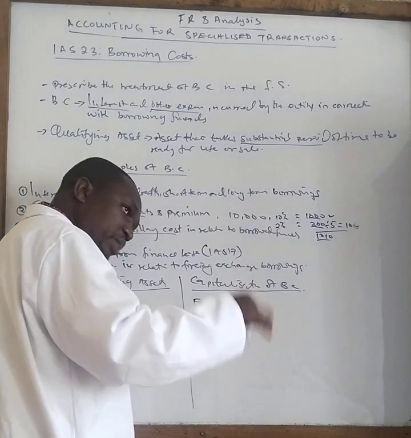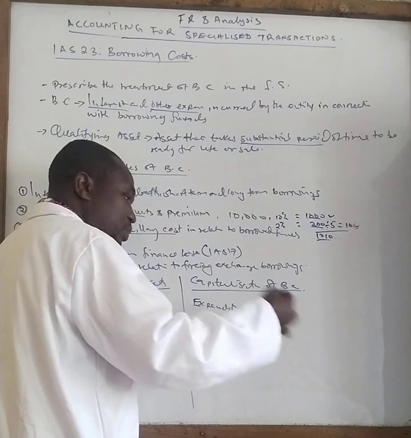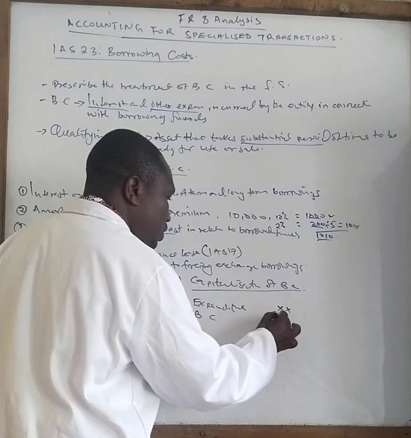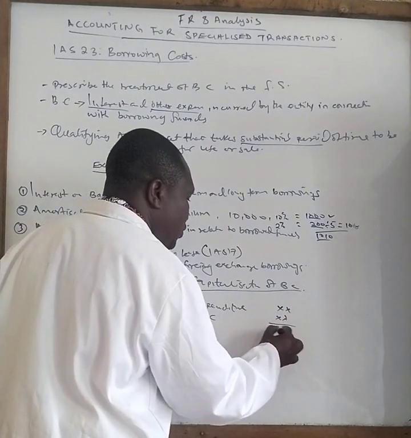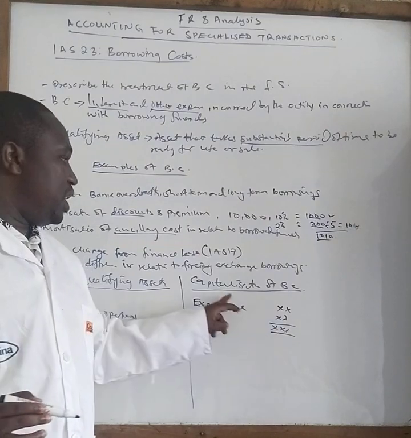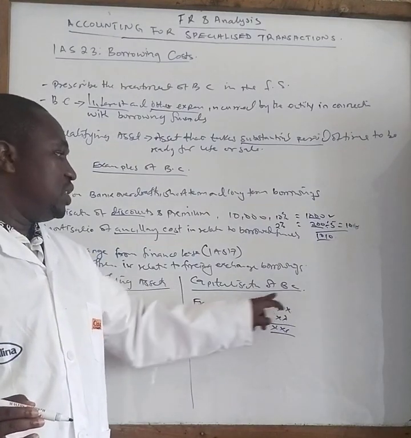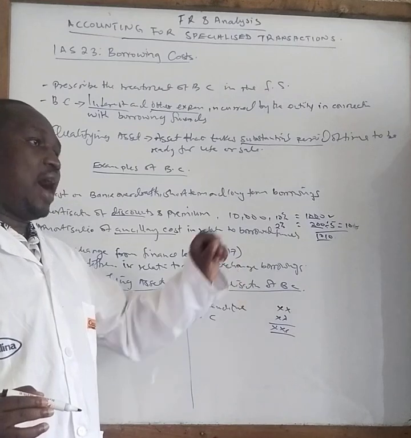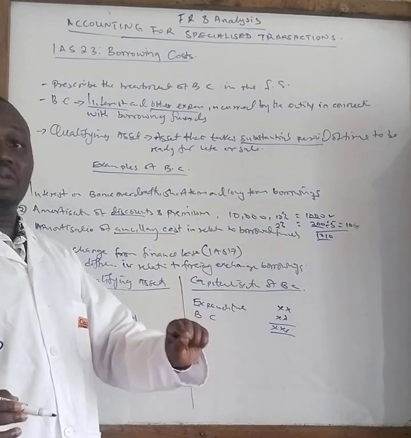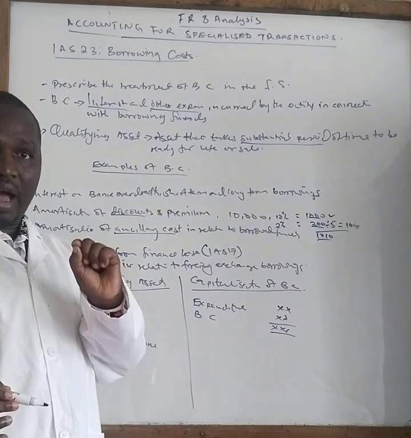That is now the purchase price, the construction cost or the purchase price. Expenditure, you add it there. Then you add now the borrowing cost there, for you to arrive at the correct figure. So capitalization of borrowing cost means that the borrowing costs are added to the cost of the asset for you to get the correct carrying amount of the asset in the books of accounts.